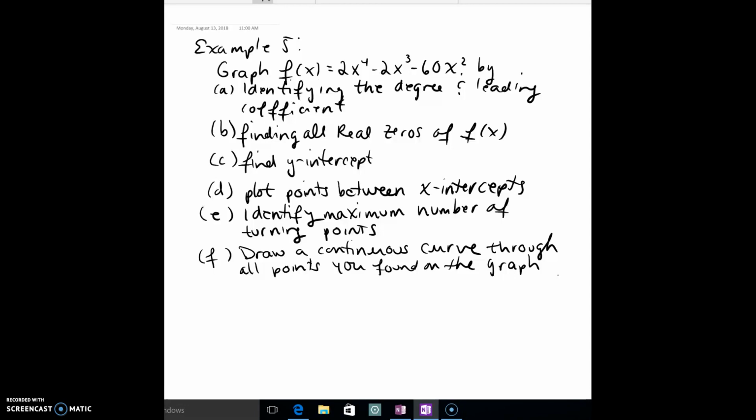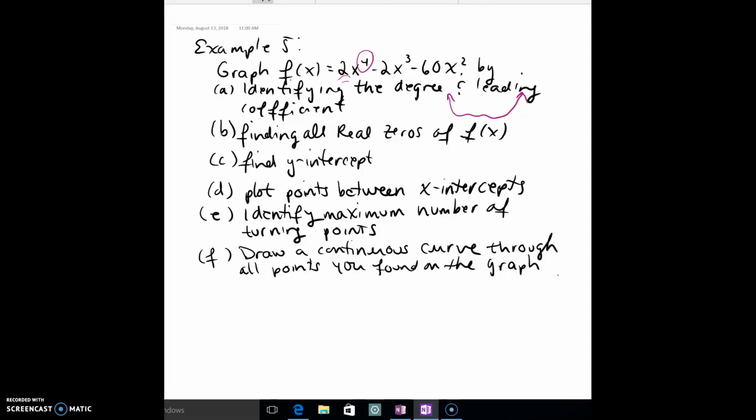So it's in unfactored form, so that means we just look for the highest exponent. So this is a 4th degree polynomial. And we have a leading coefficient of 2, which means it's positive. So we have an even degree, positive leading coefficient. The end behavior is going to look a little something like this. One arm's going to go up and the other arm's going to go up as well. So we know what the end behavior is going to look like.